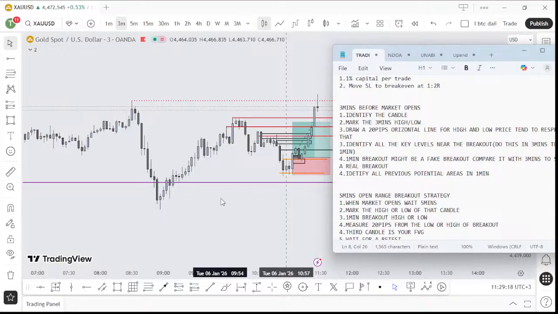You do that in 3 minutes. You also identify them in 1 minute, and then you wait for a 1 minute breakout. You have to compare it with the 3 minute breakout, because sometimes a 1 minute breakout might be a fake breakout. It's very important to do that. Then you identify if it's a real breakout, identify all previous potential areas in 1 minute, and then you make some profits.